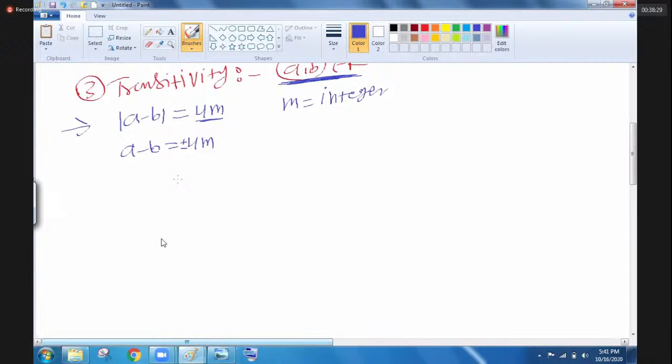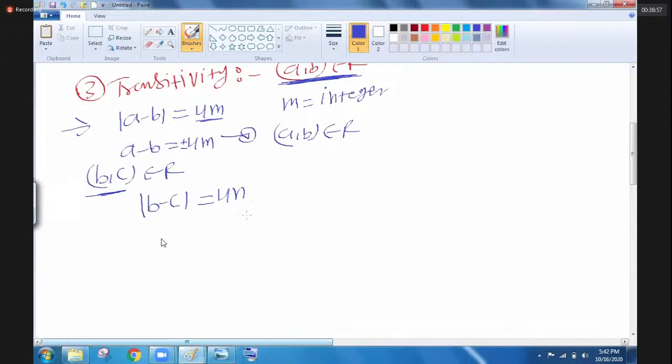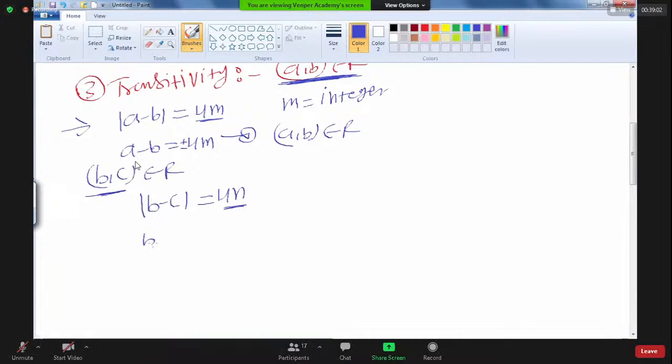So a minus b will be plus minus 4m. Equation number first. So (a, b) belongs to R. Now let's assume some (b, c) belongs to R. (b, c) will also be one of the ordered pairs in our relation. So (b, c) should also satisfy this condition that b minus c should be divisible by 4. If it is divisible by 4, it will be a multiple of 4. So I have written 4 times n, where n is an integer. It can be any integer. Plus minus 4n. Equation number second.